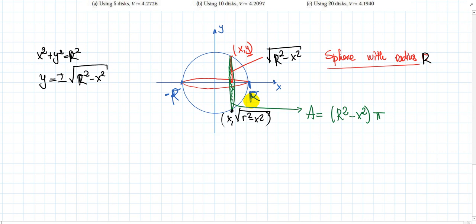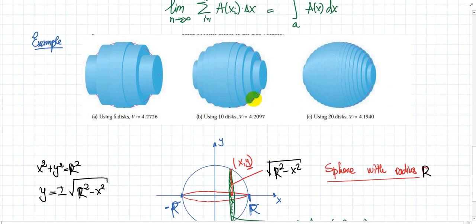Now, in order to find the volume, what I need to do is sum A of x_i. You need to find the area of the circle and multiply this by the small delta x, where delta x is this thing here. So this is the delta x.